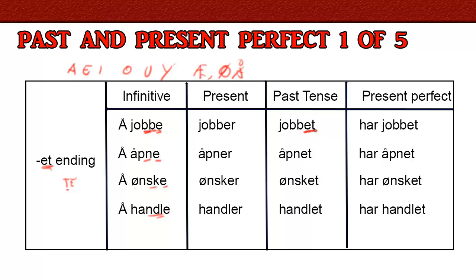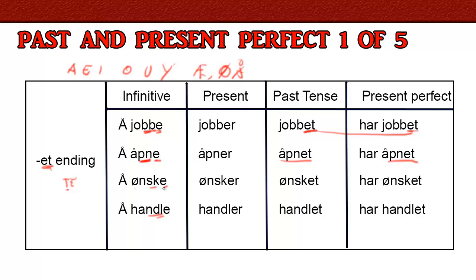And then in perfect tense, you have the same verb form as in past tense for this group. Å jobbe, jobbet, har jobbet, have worked. Å åpne, remove the E, and then two consonants. Å åpne, to open, åpner, åpnet, har åpnet. This one is the same as this, so it's kind of easy to go from past tense to present perfect.